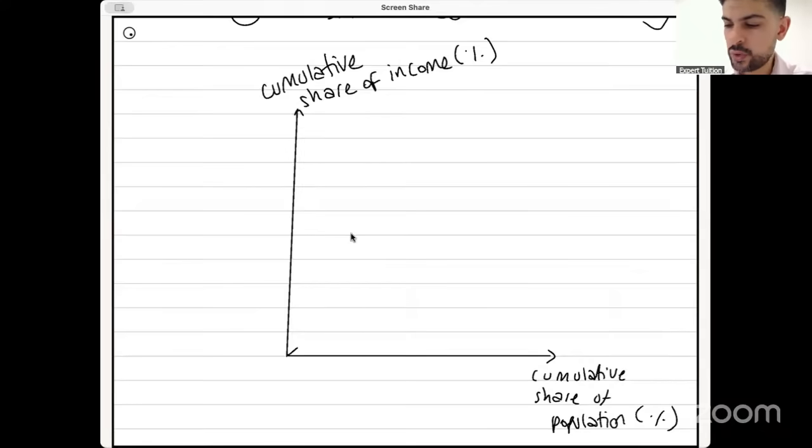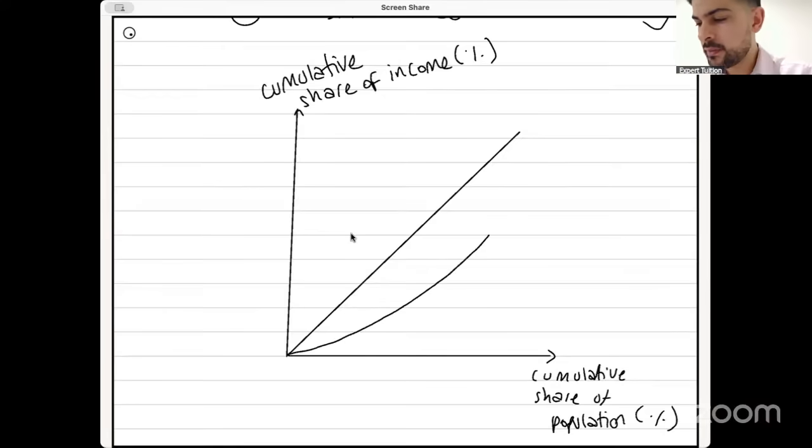The first thing that you draw is a 45-degree line. Mathematicians amongst us, what is a 45-degree line mathematically? Hopefully you would know that it's y equals x. In this context, it means this is the line of absolute equality. It means every single person in the economy has the exact same amount of income. Obviously, that's not going to happen. The reality is a curve underneath it. The further away we are from that 45-degree line, the more unequal our society is.